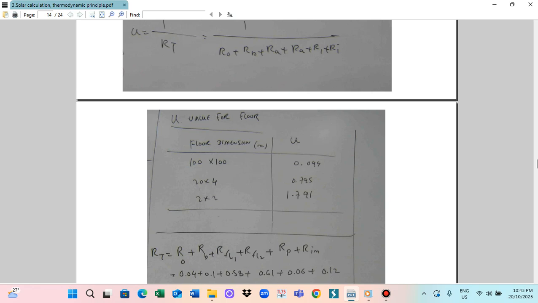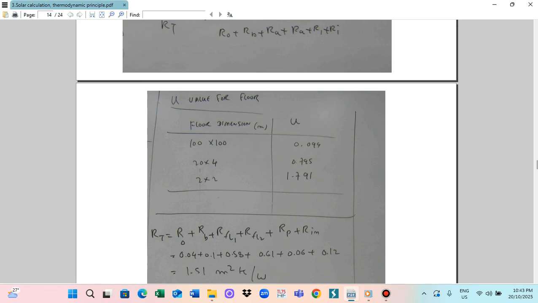Floor dimension is 100 multiplied by 100 meter. The U value is that you can take the 0.099. So 20 multiplied by 4, this is 0.795. And 2 multiplied by 2, this is 1.791. So this is for the U value for the floor. And then the U value for the concrete slab can also be calculated. So therefore the specific formula, but I don't get this one. We just use the surface, ceiling, and wall, and the floor. So the ceiling, wall, and the floor, they are the main things to calculate the R value.